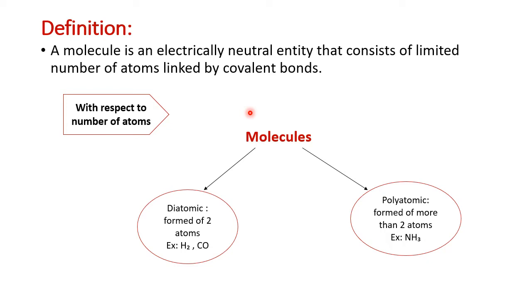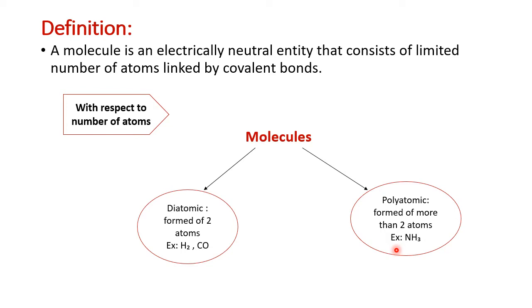A molecule can be classified into two different types according to the number of atoms. The first is diatomic, formed of two atoms like H2 or CO. It means that the number is 2. While polyatomic is formed of more than two atoms, for example NH3, which is composed here of 4 atoms, 3 hydrogen and 1 nitrogen. So molecules are diatomic if they are formed of two atoms, or polyatomic if they are formed of more than two atoms.